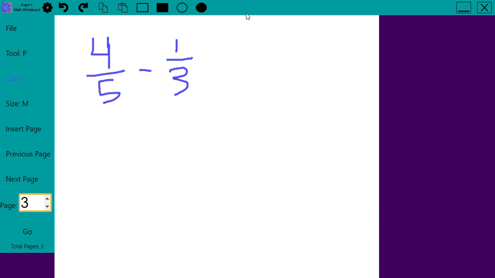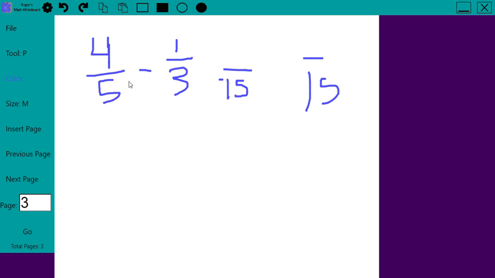Alright, one more problem. 4/5 minus 1/3. First step, find the least common denominator. What I like to do is 5 times 3 is 15. So right off the bat, I know my least common denominator is either going to be 15 or less. And it's actually going to be 15, because 15 is the smallest number that both 3 and 5 fit evenly into.